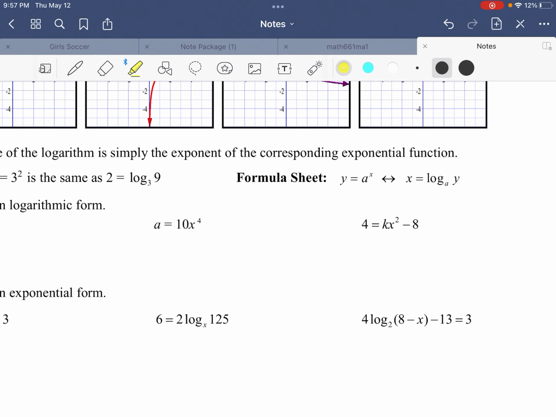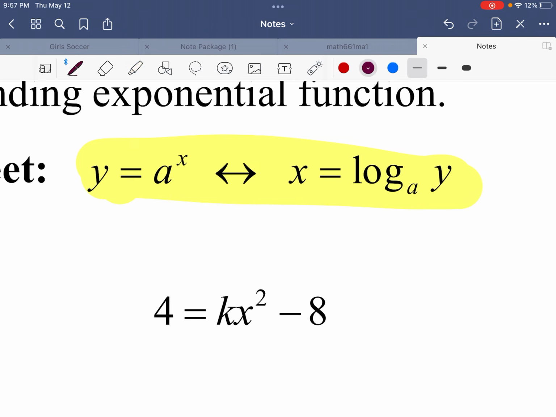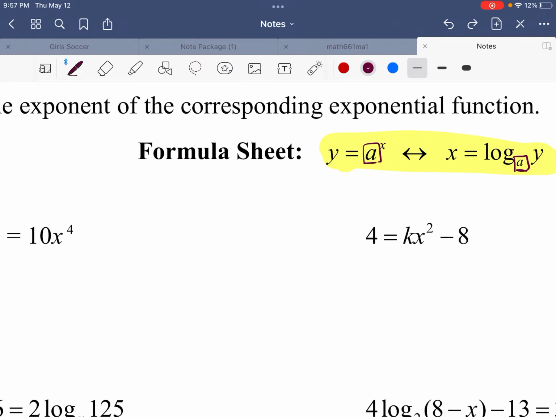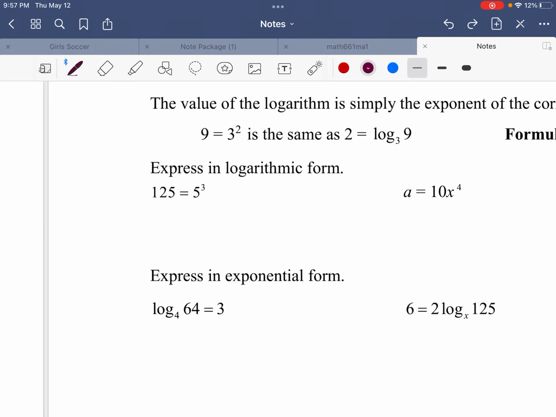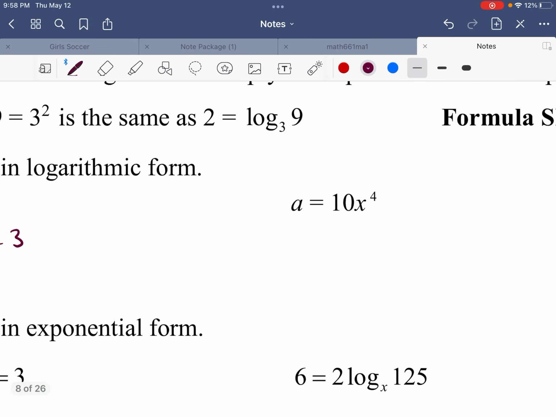Now on your formula sheet, you're given the rearranged form of an exponent. And you'll note that the base, a, is still the base of the logarithm. And what you do is you swap positions of the other things. Let's do the first one here. We get log base 5 of 125 is equal to 3. The base of the exponent is still the base of the logarithm.